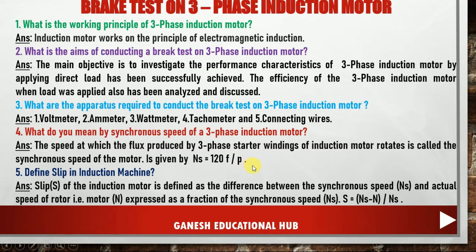This is the most important question. Define slip in an induction machine. This is also a most important question. Slip of the induction motor is defined as the difference between the synchronous speed Ns and the actual speed of the rotor, that is the motor speed, expressed as a fraction of the synchronous speed Ns. So slip = (Ns - N)/Ns. Here Ns means the synchronous speed and N means the motor speed. So finally slip S = (Ns - N)/Ns.